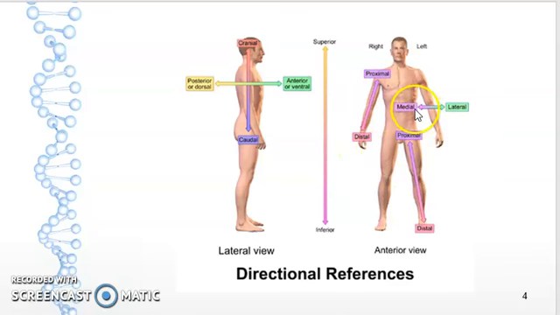And about the medial and the lateral. Assume there is a line here. Anything which is near the central line of the body is known as medial, and anything which is away from the central line as compared to this is known as lateral.